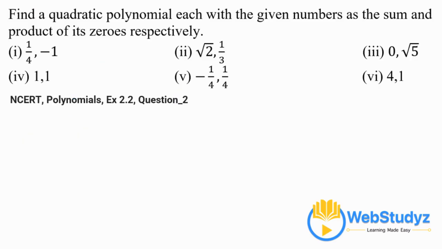So we have found the quadratic polynomial for each of the given numbers as the sum and product of its zeros respectively. So hope you understand it well.